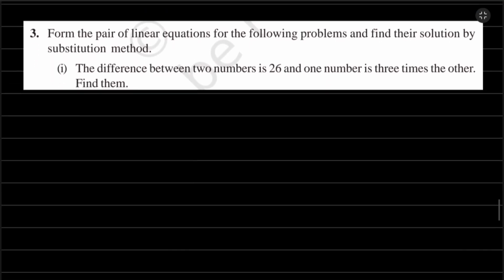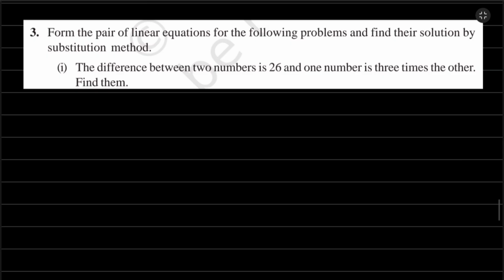Moving on to the next question. So here you have a set of, let me see how many questions are here. We have a set of 6 questions. Okay, so you have to form a pair of linear equations for the following problems. There are 6 or 7 questions that are given here in the NCERT. You have to find their solution by substitution method. Whenever they are specifying a particular method, you should stick to that method only. Okay, let's see the question.